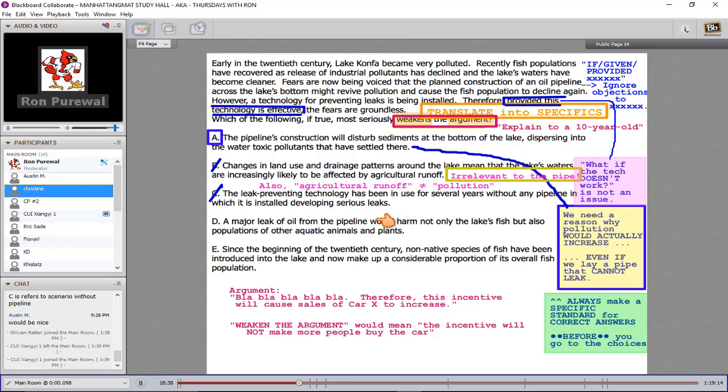D has the same problem. D is about leaks out of the pipeline, which, provided the technology is effective, means if it doesn't leak, then blah, blah, blah. So C and D are both irrelevant for the same reason. C and D are both about whether the technology will work, not the point. Again, imagine if you had a conversation about, if I had $1 billion, here's what I would do.